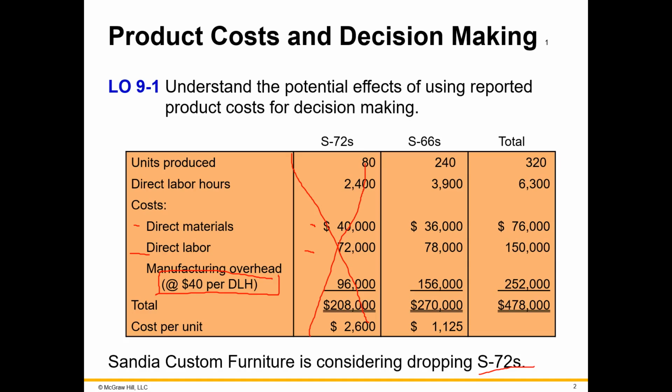We have $252,000 in manufacturing overhead. The method of allocating this overhead we chose is to allocate it based on direct labor hours. And so if that's accurate, we expect this $96,000 in overhead to go away if we drop the S72 line, right? And so we would expect that our overhead would be $156,000 after dropping the line. Well, let's see if that really happens.